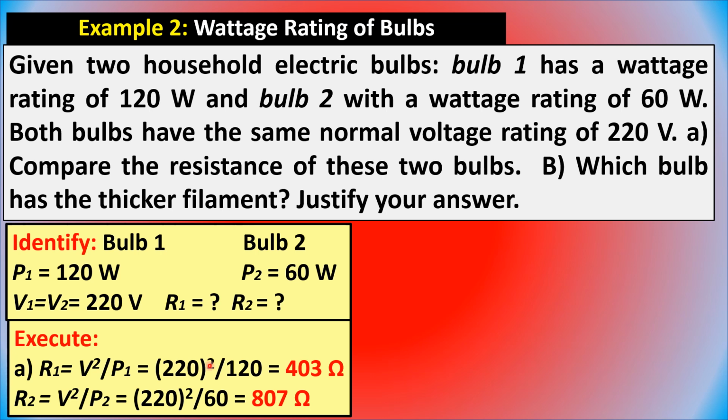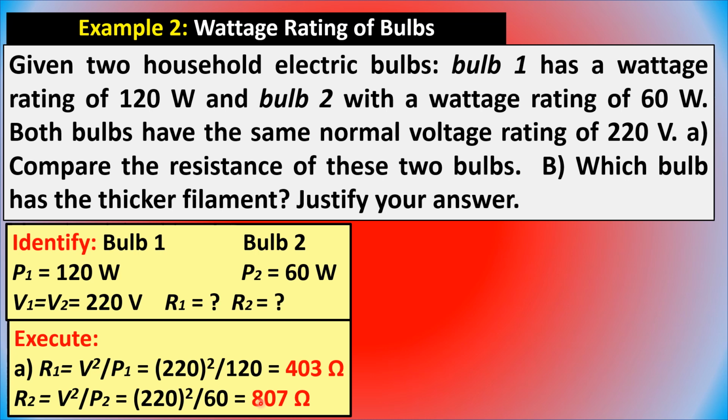While the resistance for bulb 2, whose formula is the same, it's just that we use a different value for the power. So the same voltage, 220 volts, squared, divided by 60 watts, and we will get 807 ohms, almost twice. R1 is just half the value of R2.